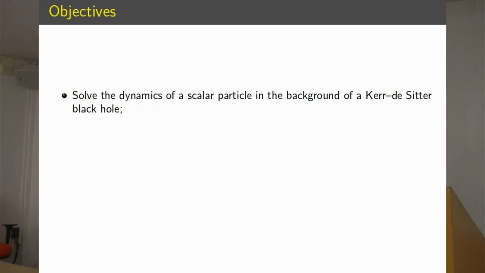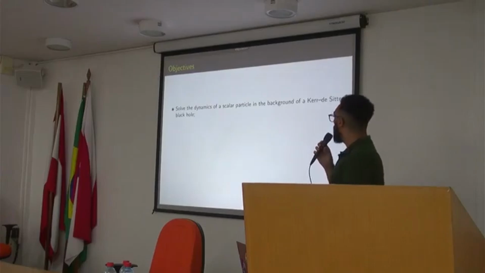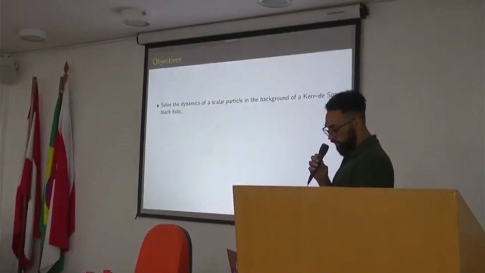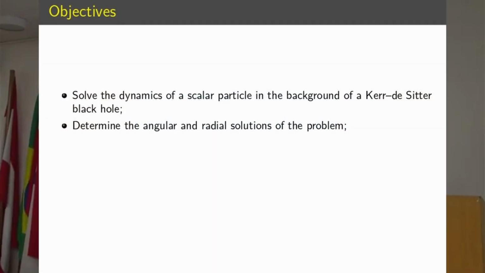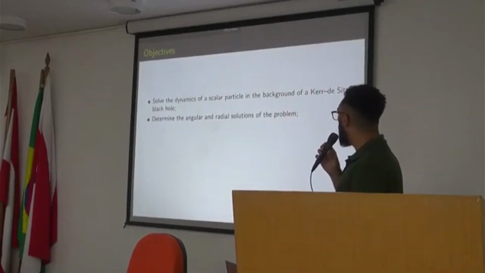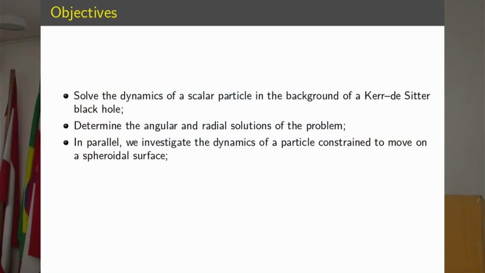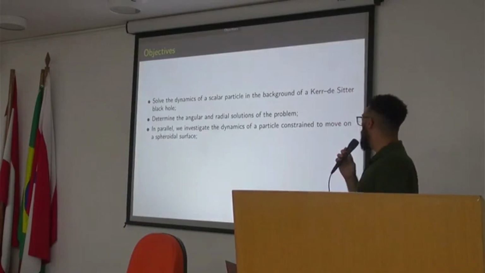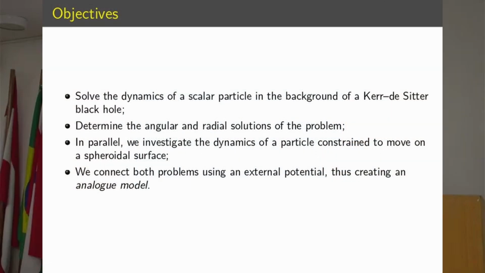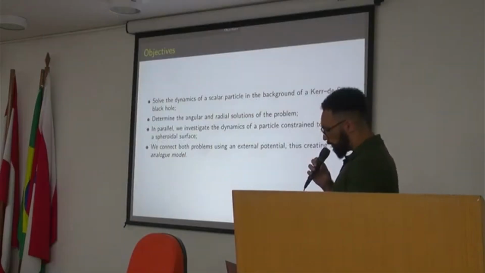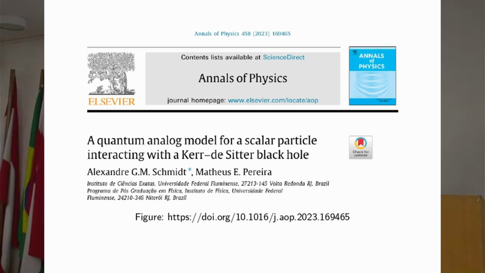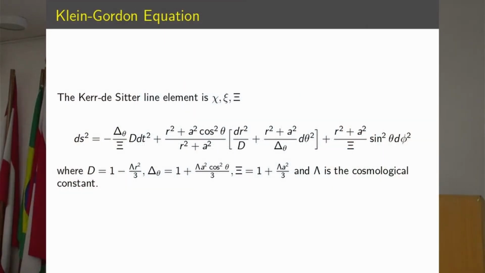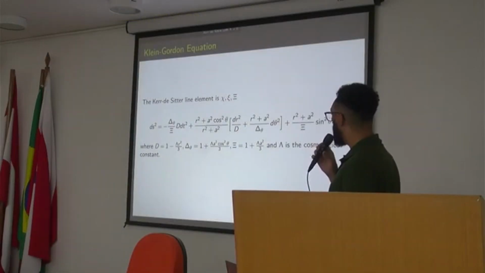So for the black hole, we use another approach. In this case, the first thing we need to do to build an analog model for a scalar particle in the background of a Kerr-de Sitter black hole is to tackle its dynamics. We will need the angular and radial solutions of the wave equation. And in parallel to that, we will investigate the dynamics of a particle constrained to move on a curved surface. In our case, it will be a spheroidal surface. And then we will connect both problems, thus creating an analog model. All of this is based on a paper my advisor and I published last year in Annals of Physics.